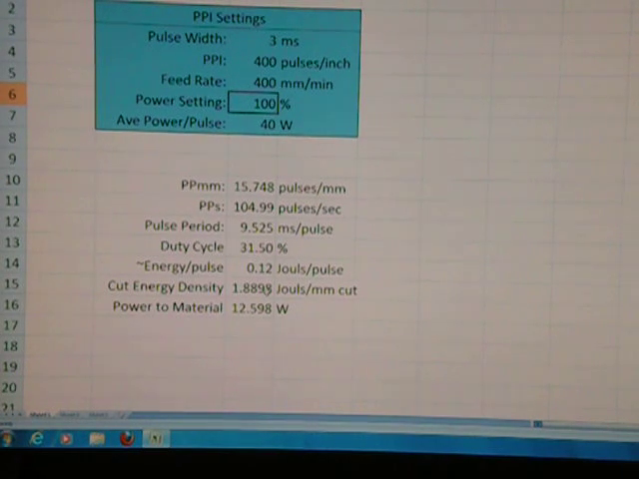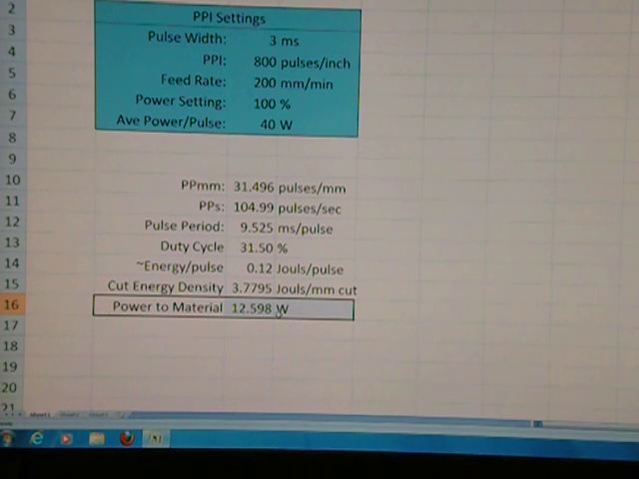The first thing that I check is to make sure that I'm actually cutting through the material. If I'm not, then what I'll do is double this PPI setting to 800, and halve the feed rate. You can see then that my power delivered to the material is the same, but now I have doubled the cut energy density, which makes it cut deeper.